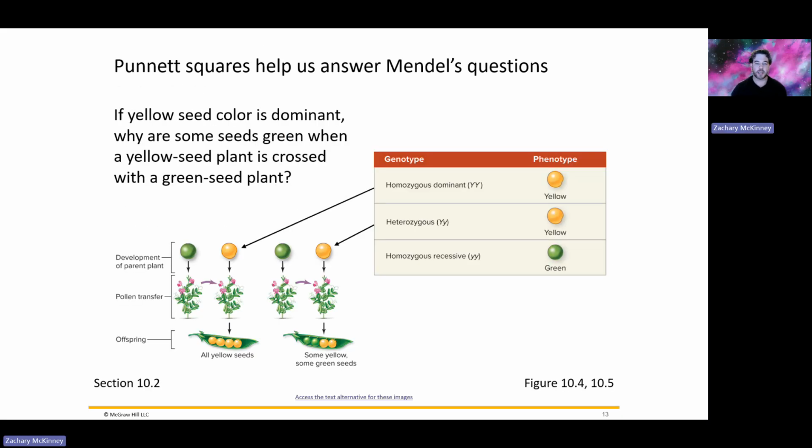So Punnett squares, again, help us to answer some of Mendel's questions. One of those being, if yellow is dominant, why do some yellow seeds produce a green seed instead? And again, it comes down to the fact that you can have a heterozygous individual whose phenotype presents as a dominant phenotype, because you only need one dominant allele to fully present. Just one dominant allele makes enough protein. You don't need both alleles to do that.